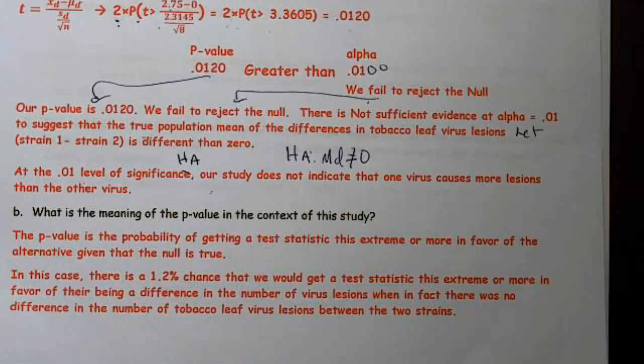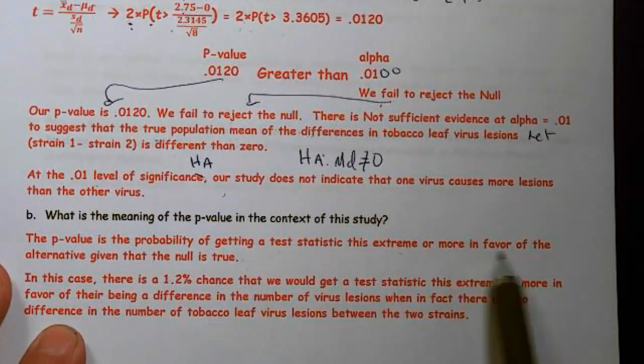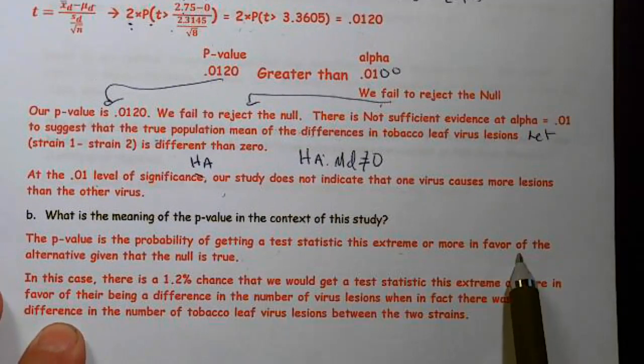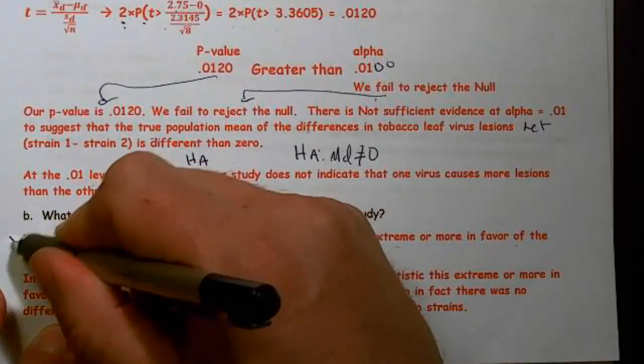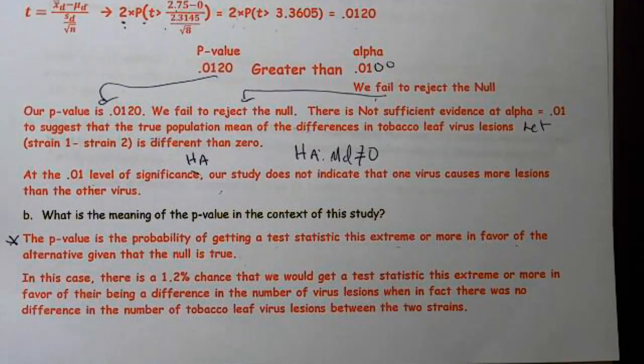What is the meaning of the p-value in the context of the study? Well, I always like to start off with the definition. The definition is the p-value is the probability of getting a test statistic this extreme or more extreme in favor of the alternative, given that the null is true. If you just gave me that, that gets you no credit. And if that's the only part that was right, you also get no credit. However, it did buy some help if you were not quite perfect on the second part. Some people got full credit depending on what they said. Some people got partial credit.